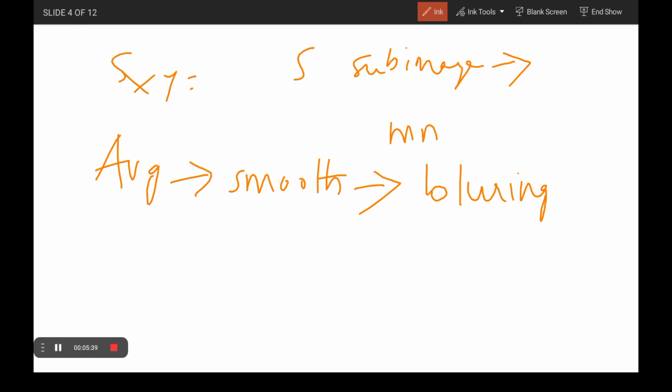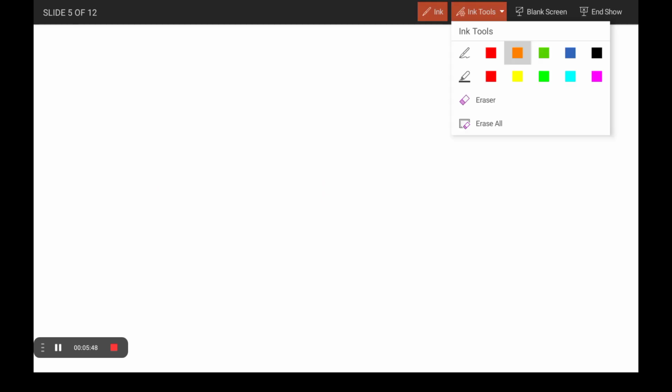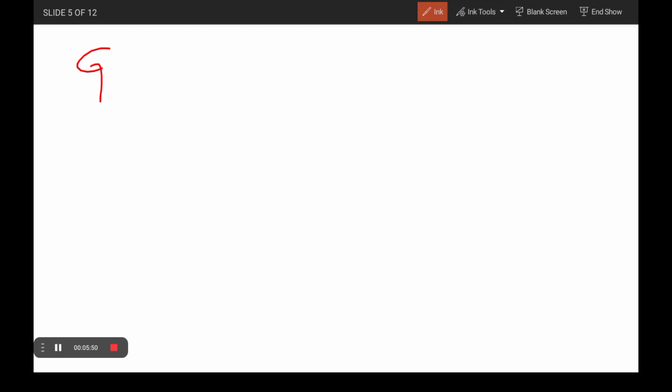The next filter is the geometric mean filter.